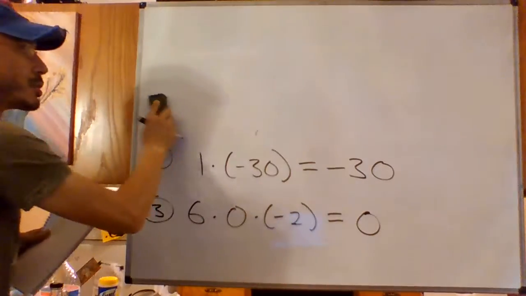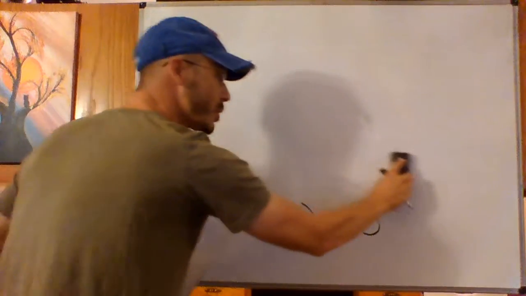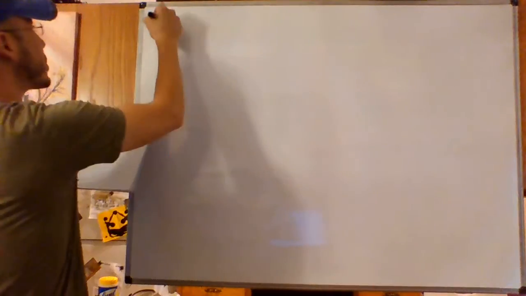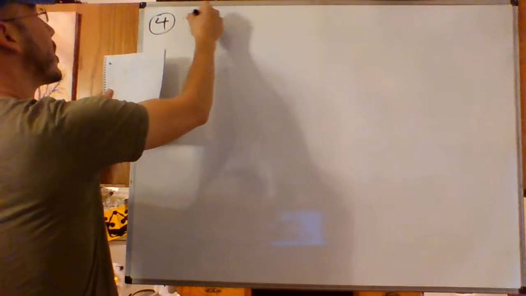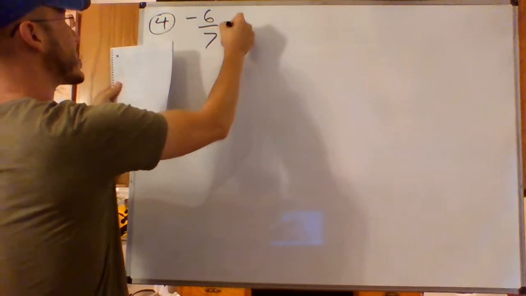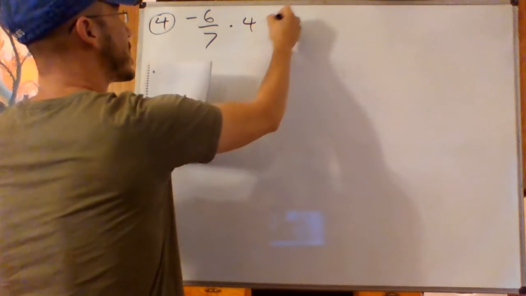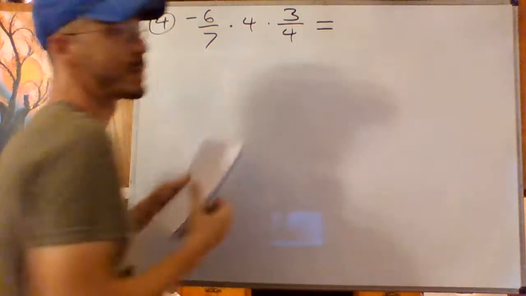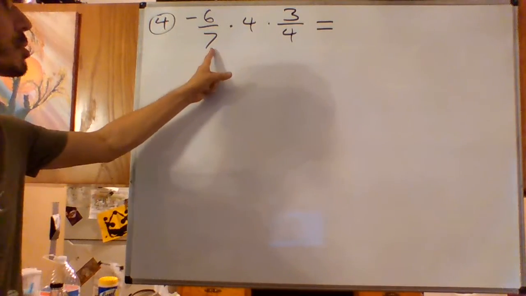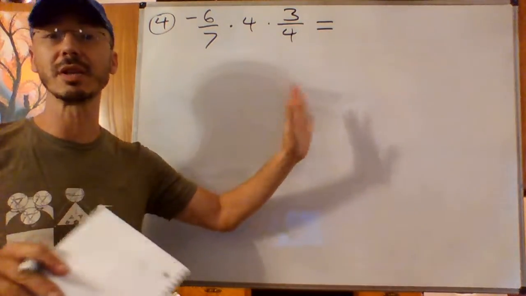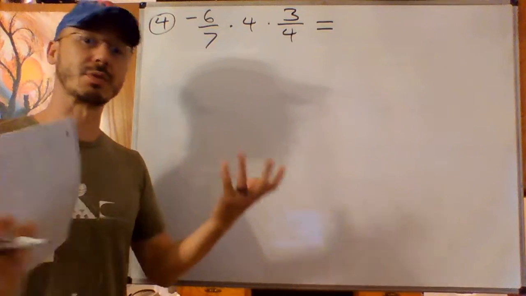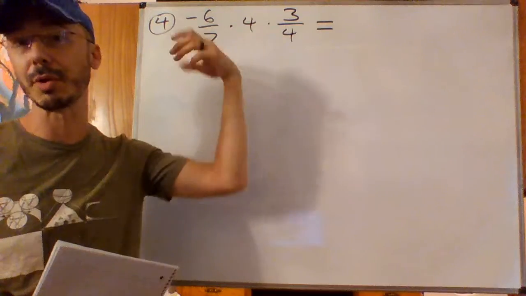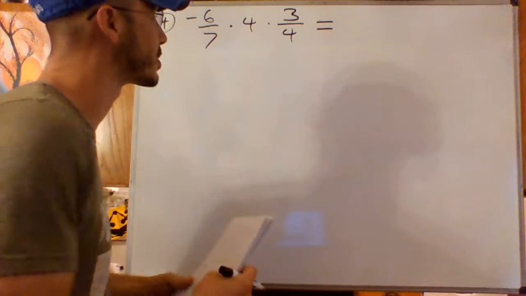Several of these problems include fractions, which are real numbers, of course. Some of them, as we just saw, include just whole numbers, which are also real numbers. This one, negative 6/7 times 4 times 3/4, is kind of a mix of those two. There's a whole number, but we're also multiplying it by two fractions. We don't have to do the common denominator thing because we're not adding or subtracting. It's just multiply across the top and multiply across the bottom, but we can make this a little simpler.